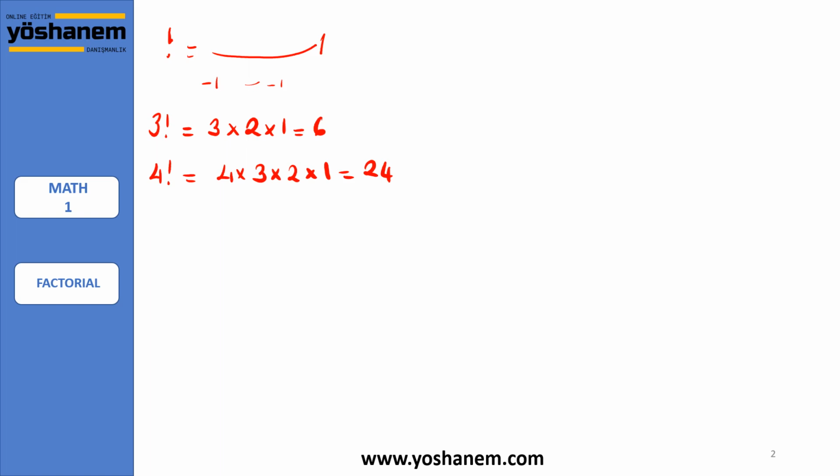So for any positive integer n, it's going to be n factorial. So we are going to start with n, and 1 less than n is n minus 1. 1 less than n minus 1 is n minus 2, and all the way down to 3 times 2 times 1.